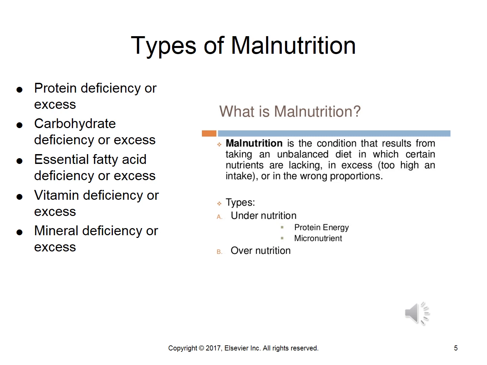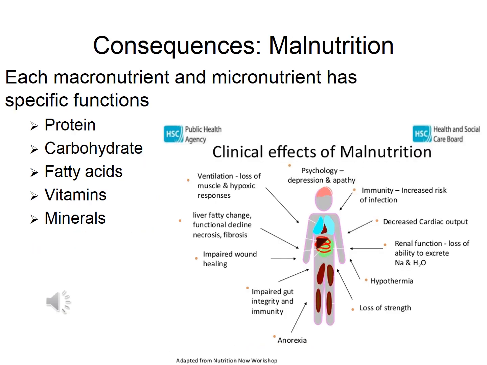What is malnutrition? It's the condition that results from taking an unbalanced diet in which certain nutrients are lacking, either in excess, too high, or in too low of proportions. There are a number of ways that you can have malnutrition: protein deficiency or excess, carbohydrate deficiency or excess, essential fatty acid deficiency or excess, vitamin deficiency or excess, and mineral deficiency or excess.